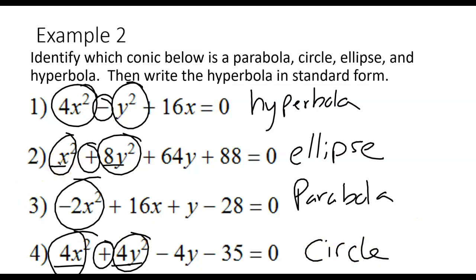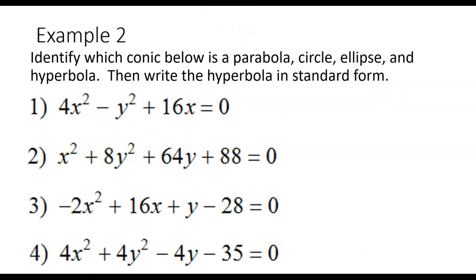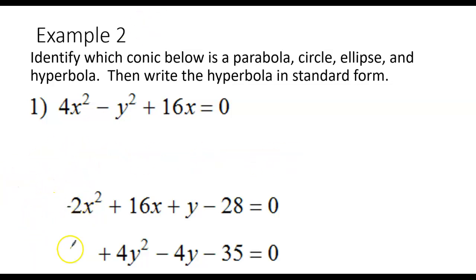Now the directions tell us to do a little bit more than that. It says, identify which conic below is a parabola, circle, ellipse, and hyperbola. But then it says, then write the hyperbola in standard form. And actually what I meant to put there was transformational form. So I'm going to erase that, and you guys might want to change that on your notes too. Transformational form. Okay, so we've already decided that the one on top here is the hyperbola, and we're going to change that into the proper form.